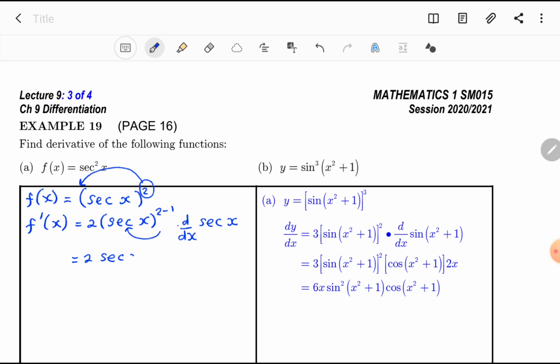So we have 2 sec x now becomes power of 1 times differentiate sec x. Differentiate sec x is sec x tangent x, and equals to 2 sec square x tangent x.